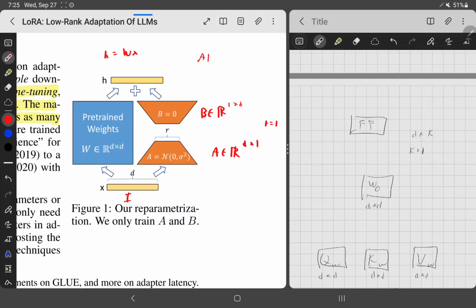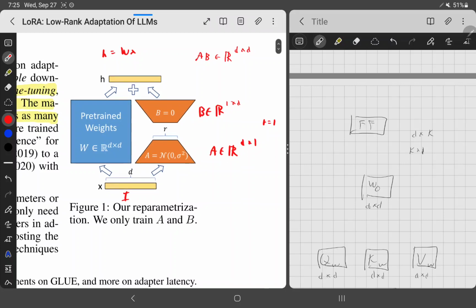I don't care what sides you multiply them on, you get a D by D matrix. You multiply along the R dimension, and then you get a D by D matrix. But you only store R by D data. You only store R times D memory. So if R is equal to 1, then you're not storing D squared values in your memory. You're only storing D in your memory.